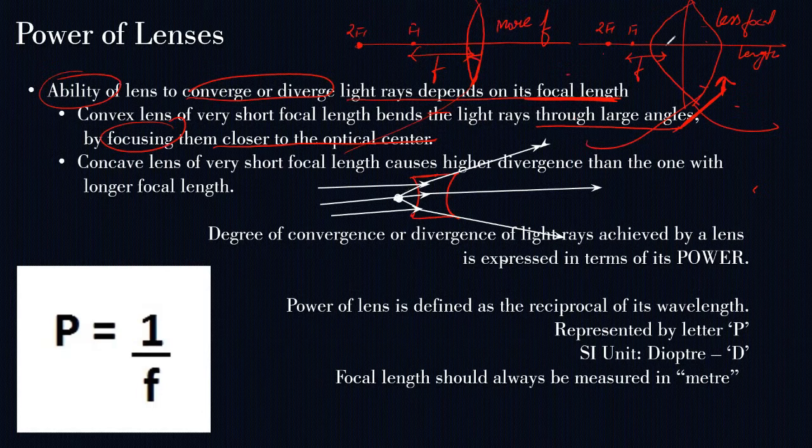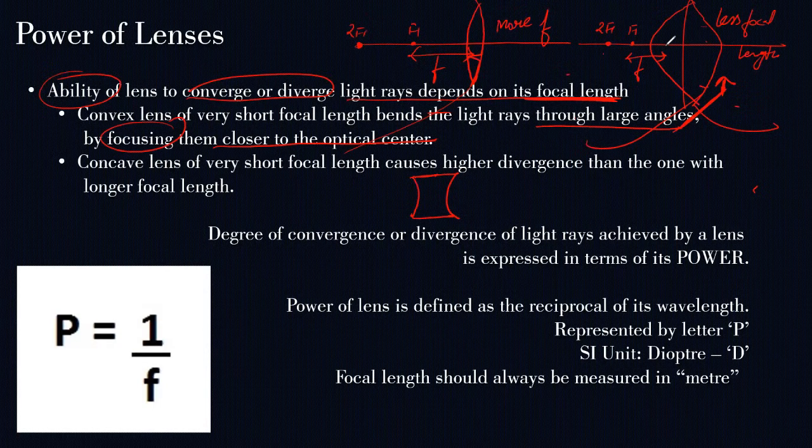So the degree of convergence or divergence of light achieved by the lens is expressed in terms of power. How much it will get converged or diverged is told to us by the power of the lens. If we want to define, this can come for 1 mark: what do you mean by power of a lens? Power of a lens is defined as the reciprocal of its focal length.